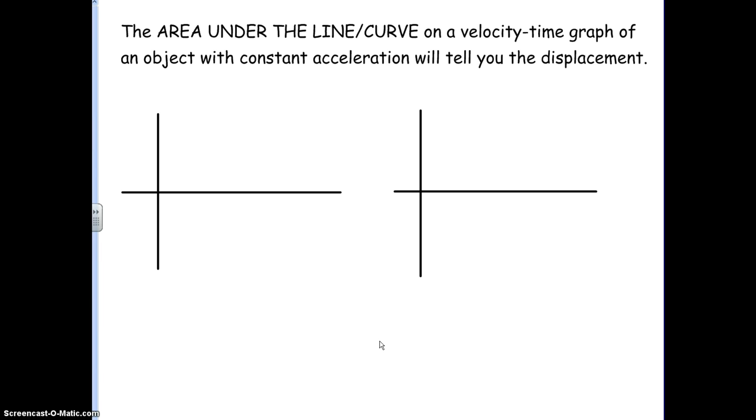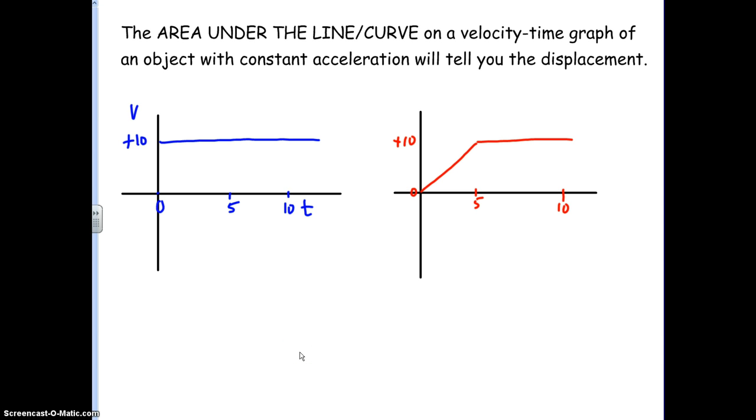We can never find out about instantaneous position without additional information. But could we get a kind of total change in position? Could we figure out displacement? Yes, we can. And here's what I mean.